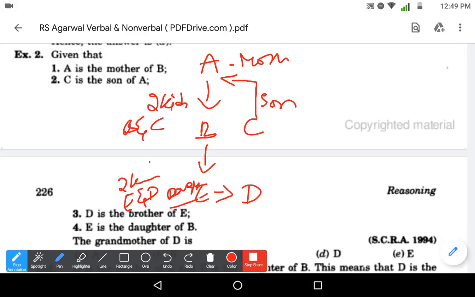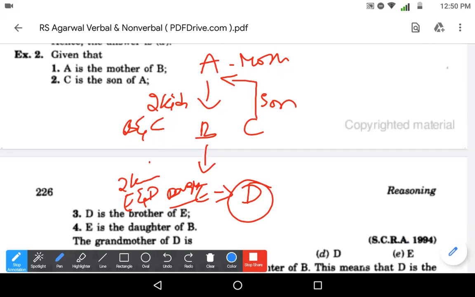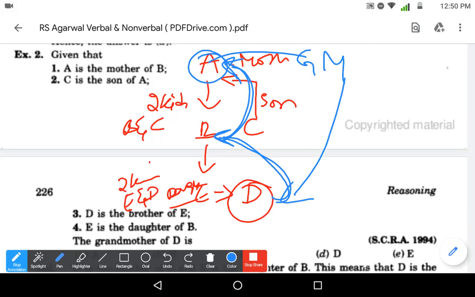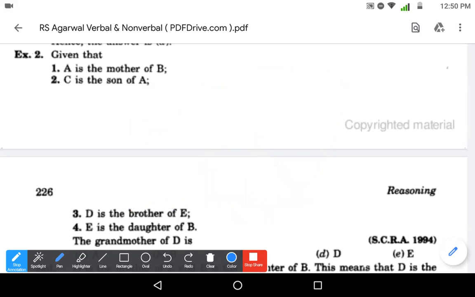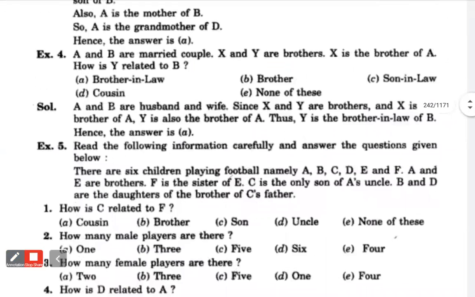Now, they are asking us who is the grandmother of D. Grandmother is mother's mother or father's mother. Correct? So, on understanding the question, A will become the grandmother of D. So, this is how you analyze the problem. Write it using the arrow marks around and then solve it. So, that is the relationships puzzle. We'll do one more question.